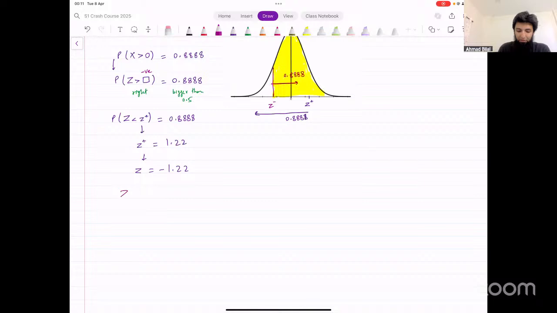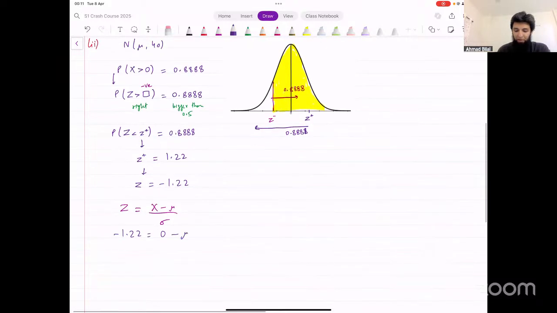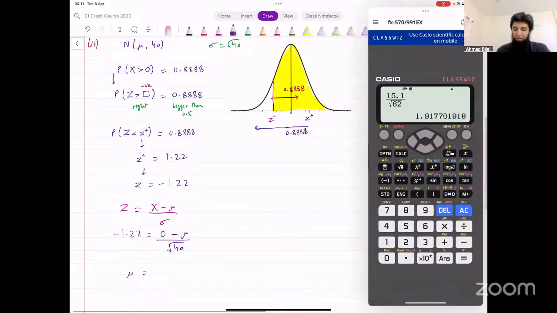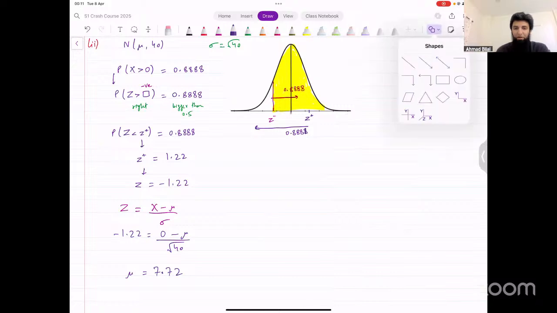Now you input this in the formula, x minus mu over sigma. Z is minus 1.22, that equals x, which is 0, minus the mean that we have to find out, divided by the standard deviation, which is the square root of 40. Variance is 40, so the standard deviation is the square root of 40. That will give you the value for mu. It turns out to be 1.22 times the square root of 40, which gives me 7.72 to 3 significant figures. That's the mean that we were looking for. That's inverse norm.